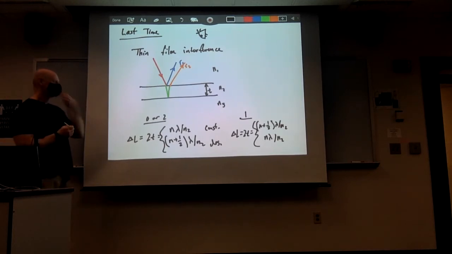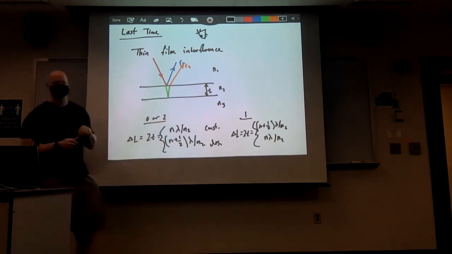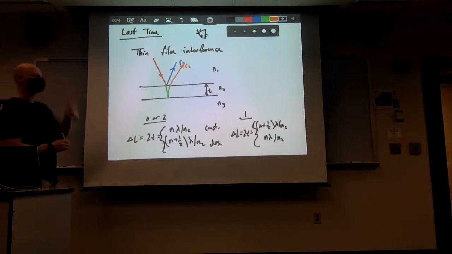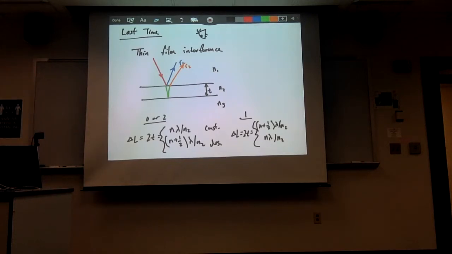In this case, I think I called it L yesterday, and I'm switching notation. I call it T today for thickness instead of length, but it's still the same thing. Now, we have to pay attention to how these things actually occur. If I go from a low index of refraction to a high index of refraction, I get a phase change. And if I go from a high index of refraction to a low index of refraction, there is no phase change. So you can write that down. If I go from high to low, there is no phase change. But if I go from low to high, then there is a phase change.